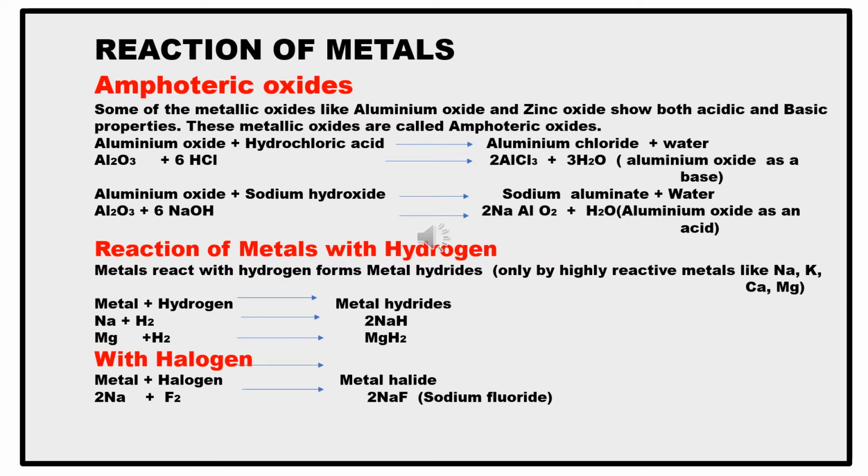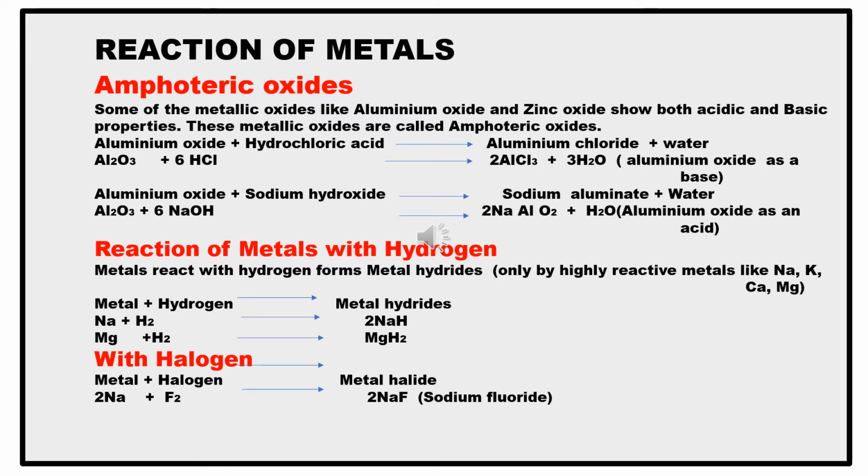Do all the metals react and form metal hydrides? No. All the metals cannot react with hydrogen. Some of the metals like sodium, potassium, calcium, magnesium, which are very highly reactive metals, combine with hydrogen and form the corresponding hydrides. So sodium when combined with hydrogen forms sodium hydride. Or magnesium combines with hydrogen, forming magnesium hydride. So metals when combined with hydrogen form metallic hydrides.